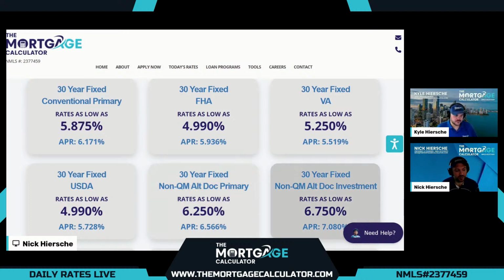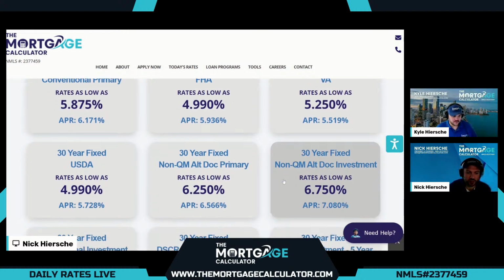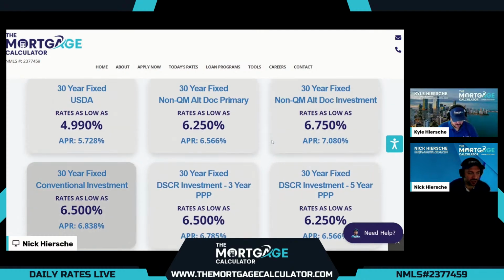And for investment properties, tons of flexibility for investments. So first up for our investment properties on non-QM, alt doc, again, bank statement or similar, 6.75 rate today, final APR 7.080. And we'll compare the investment options to the other options we have here.